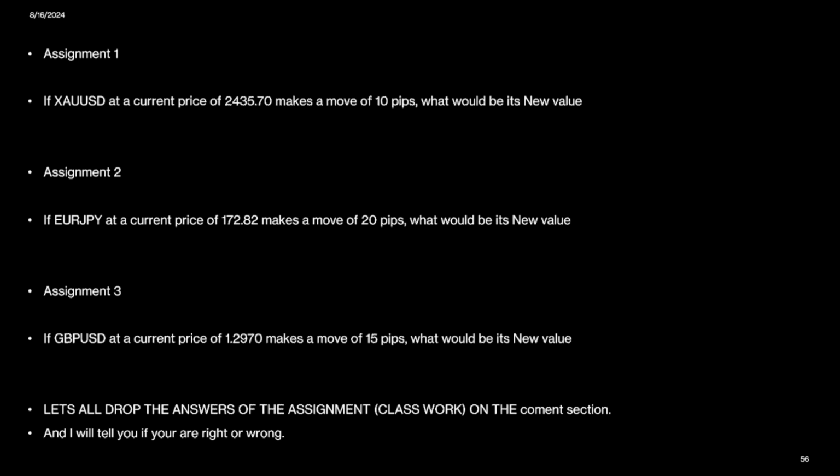So for the first exercise, if XAUUSD at a current price of 2435.70 makes a move of 10 pips, what will be its new value? For the second exercise, if EUR/JPY at a current price of 172.82 makes a move of 20 pips, what will be its new value? For the last exercise, if GBPUSD at the current price of 1.2970 makes a move of 15 pips, what will be its new value?